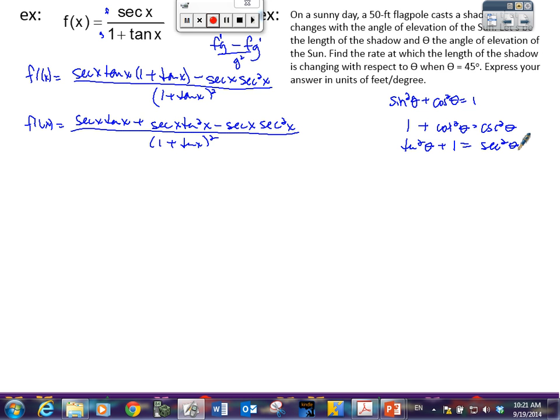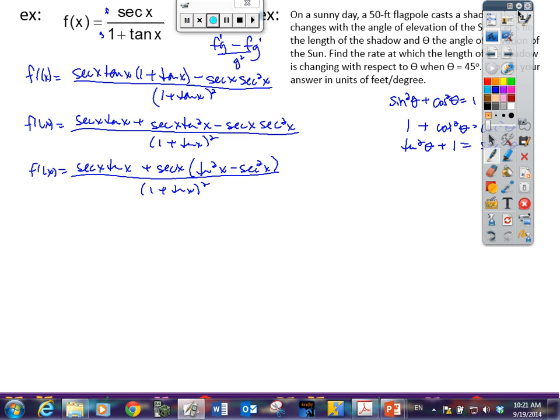-1, wouldn't it? If I move the secant squared over, it'd become negative, and then I'd move the 1 over, it'd become negative. So tangent squared minus secant squared is 1. So if I can factor out the secant, I can turn what's left into a -1, and that will help my case. So let's do that. F prime of x equals secant x tangent x plus, let's factor a secant out, and I'm left with tangent squared x minus secant squared x, all over 1 plus tangent x squared.